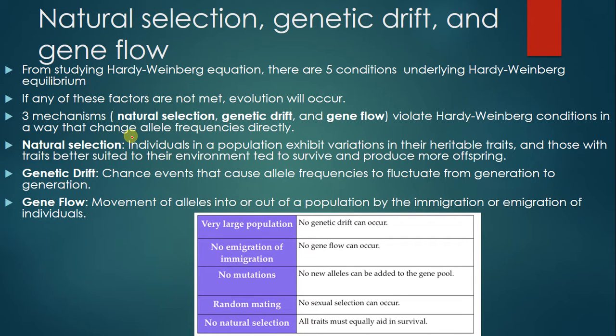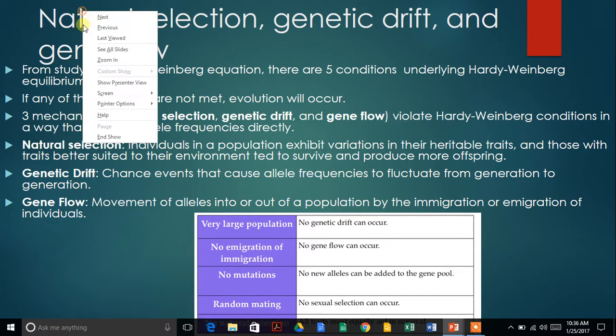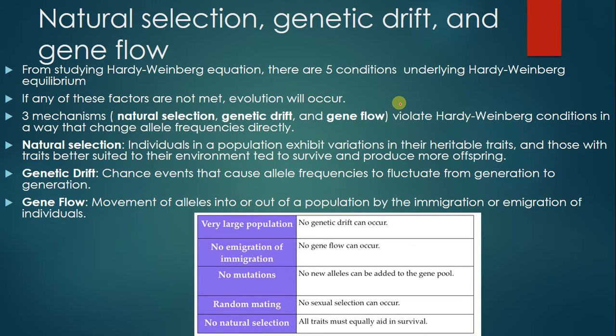First, natural selection. This is when individuals in a population have inheritable traits that better suit their survival in an environment. That breaks this Hardy-Weinberg criterion for natural selection right there. Genetic drift is when chance events that aren't related to natural selection cause allelic frequencies to change from generation to generation.